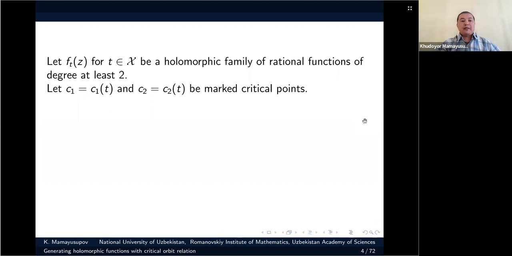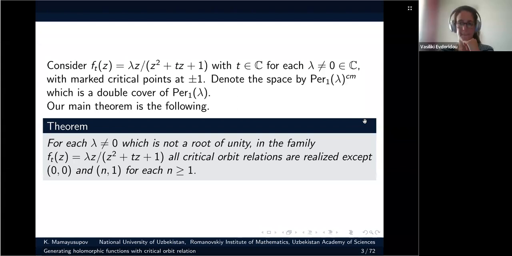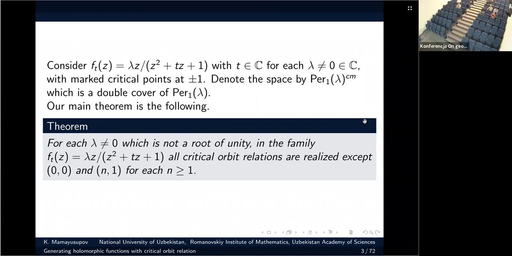So consider holomorphic families of rational functions. I'm really sorry, but that was a little bit quick. I didn't really have time to take in the results. So this is your family, and you're saying that in this family you can find all critical orbit relations.